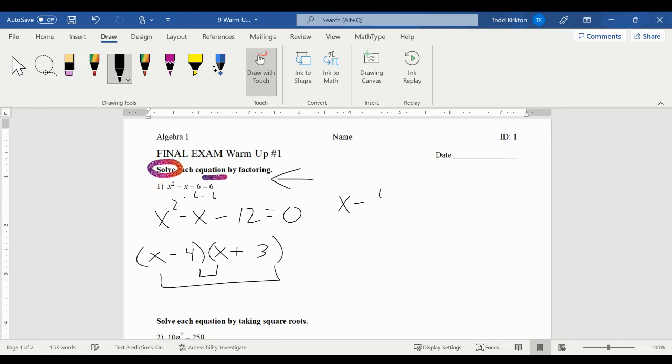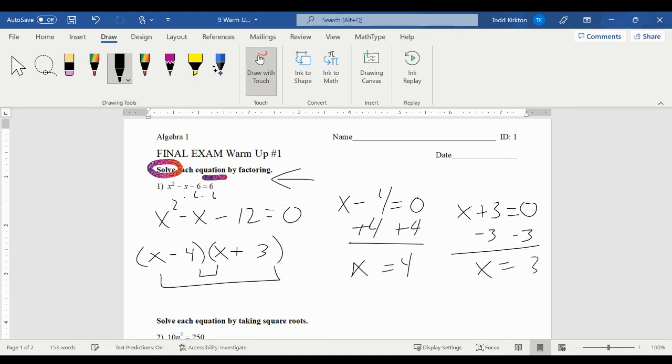Remember, to solve, you need to set both the factors equal to 0. So we add 4 to both sides. You get x equals 4. x plus 3 equals 0. We're subtracting 3 from both sides. x equals negative 3. If you wanted to check it or do it another way, you could do the quadratic formula.